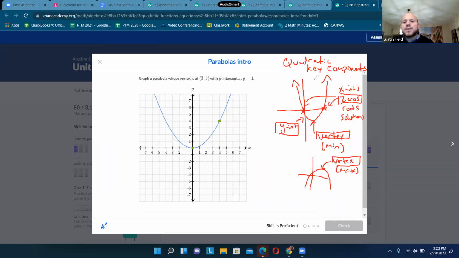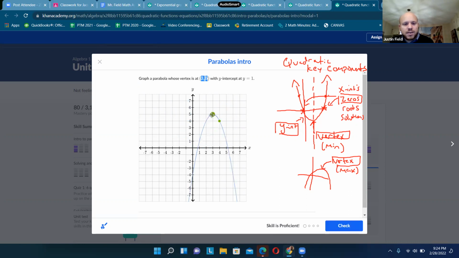And they have an axis of symmetry that goes right through the vertex. The vertex is the point that makes the parabola symmetrical from one side to the other. So every x coordinate has a y coordinate that another x coordinate has, the same height. That didn't happen with linear functions. So let's go ahead and graph a parabola whose vertex is (3, 5). So we're going to put a point at (3, 5), and it has a y-intercept of 1. There we go.